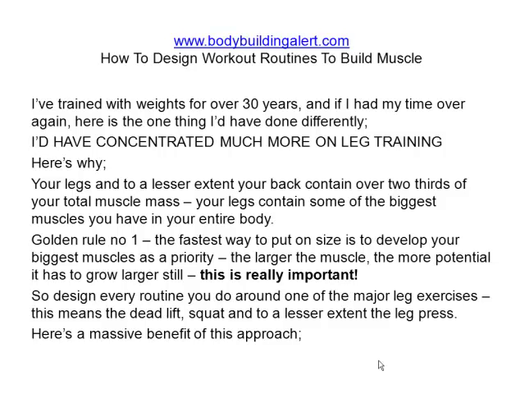And here's why. Your legs, and to a lesser extent your back, contain over 2/3 of your total muscle mass. Your legs contain some of the biggest muscles you have in your entire body. Now let's just think about this for a second. If you're trying to build muscle, essentially you're trying to get bigger. Therefore, golden rule number one, the fastest way to put size on is to develop your biggest muscles as a priority. The larger the muscle, the more potential that muscle has to grow larger still.